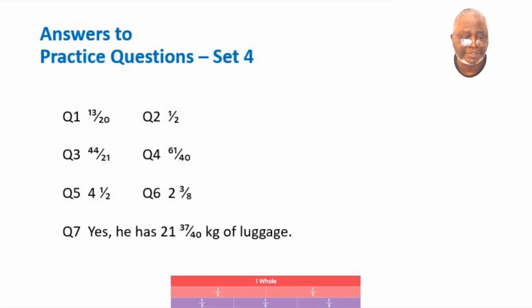And those are your answers. Questions 1, 2, 3, 4, 5, 6. And question 7, which is the exam type question, the answer is yes. Why? Because he has 21 37/40 kilograms, and I think the maximum he can take is 22. It is below the limit.